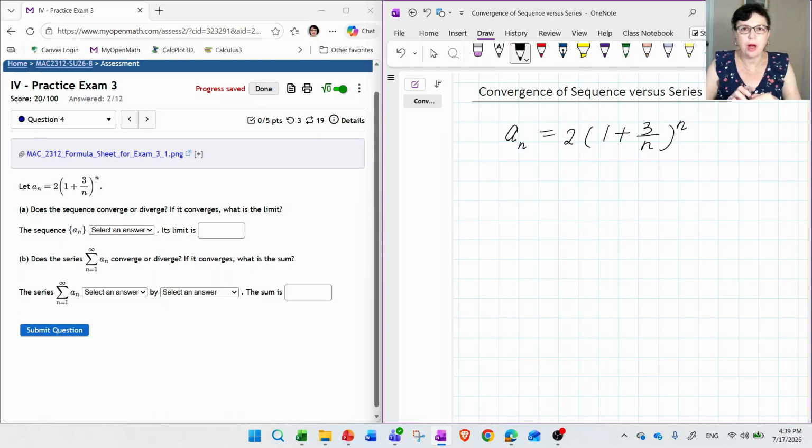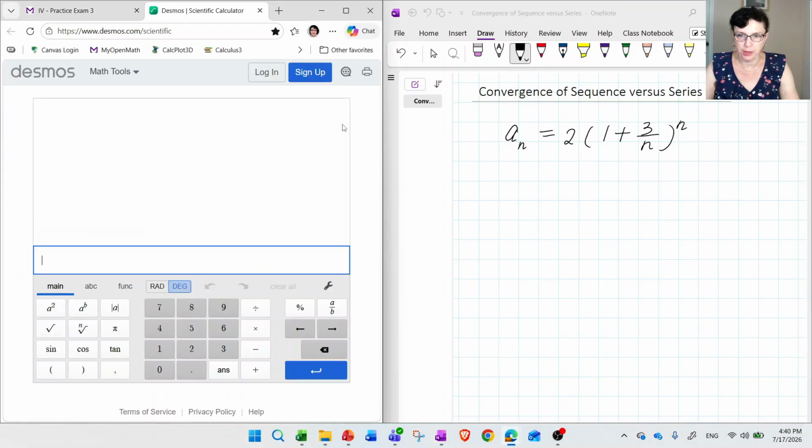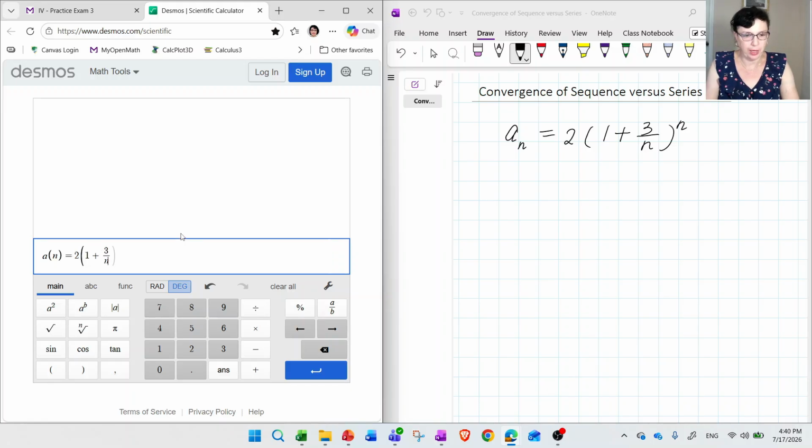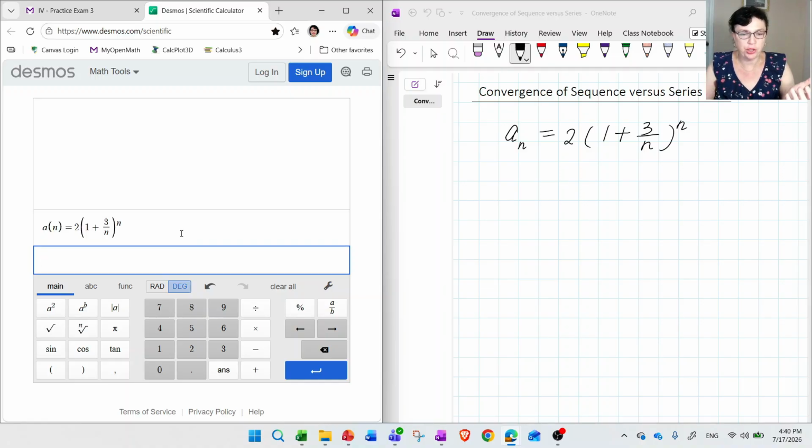First, I'm going to show you how on the calculator you can see if this sequence actually converges or diverges. So we're going to open the Desmos calculator and type this equation in. When you have a powerful tool like Desmos, you should use it. Now, convergence of a sequence means that it's going to have a limit that's a number. How do I know that?